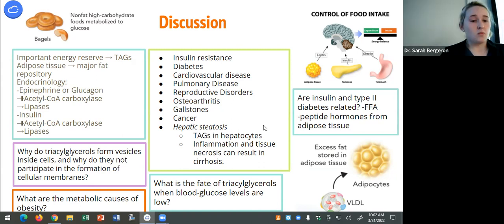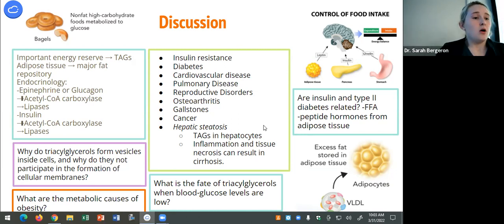What is the fate of triacylglycerols when blood glucose levels are low? So we know triacylglycerols can be cleaved to form glycerol and 3 fatty acids. Our glycerol is going to feed into our glycolytic pathway. It can be converted by enzymes to glyceraldehyde 3-phosphate. And then our fatty acids can undergo beta oxidation, where we can generate acetyl-CoA, FADH2, and NADH for energy in the electron transport chain.